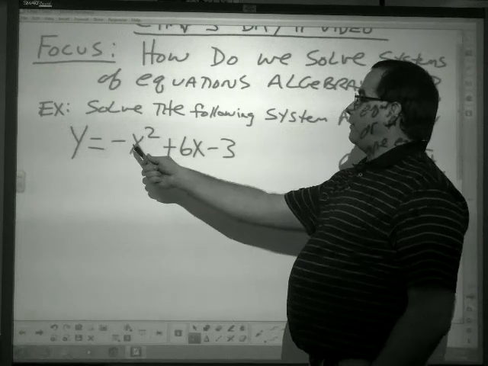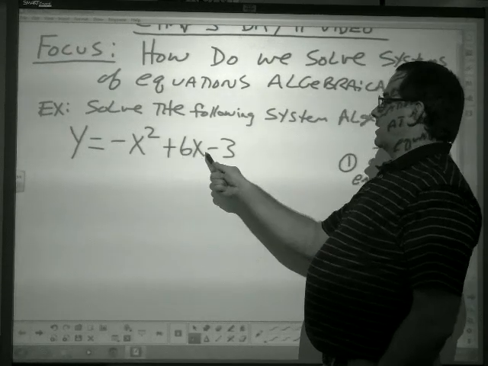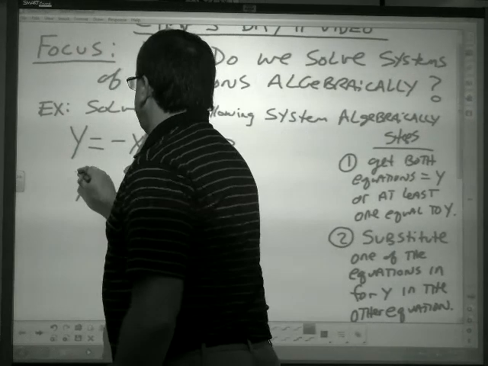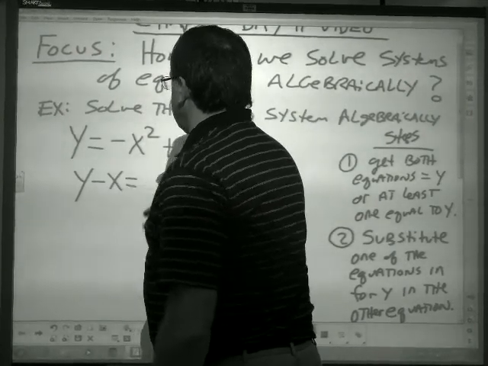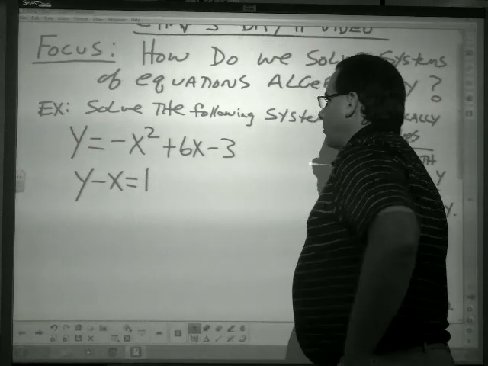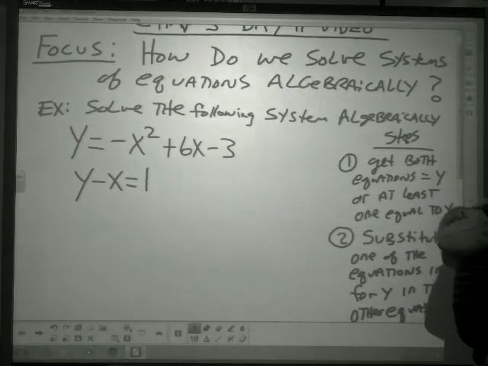Y equals negative x squared plus 6x minus 3. And the other one is y minus x equals 1. So those are my systems.